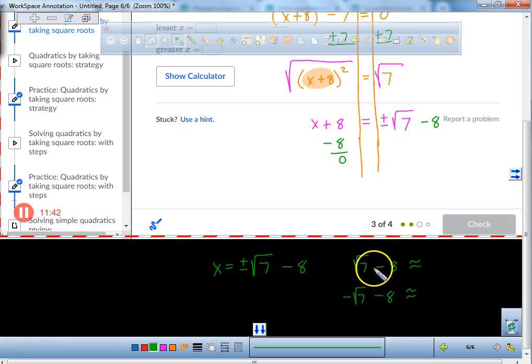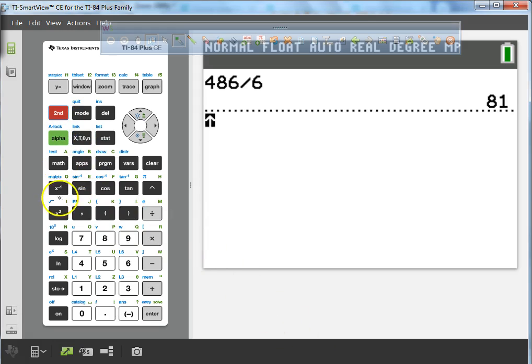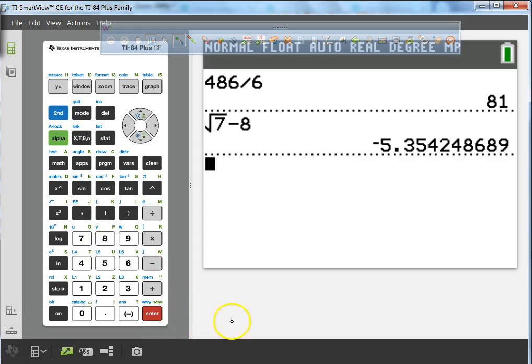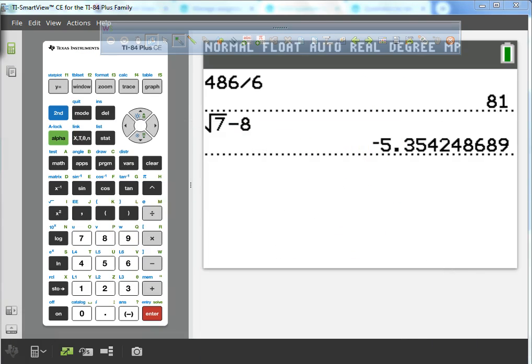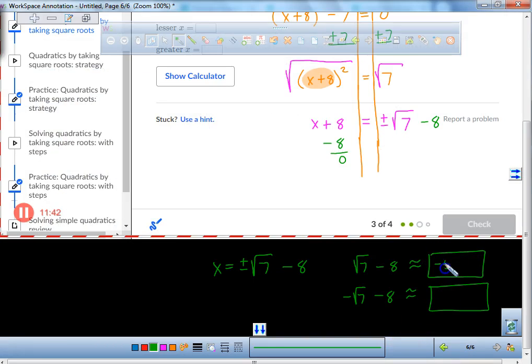Now these are considered to be the exact answers. What we're going to do is find what's called the approximate answers. These are the exact answers. These are going to be the approximate. So in your calculator, I want you to take second x squared, which gives you the radical, put in a 7. Make sure you put a right arrow and put minus 8. Okay? And you get negative 5.35. So I'm going to put negative 5.35.